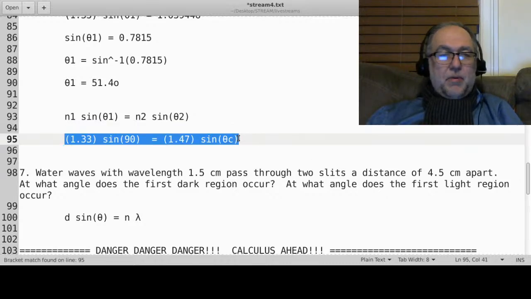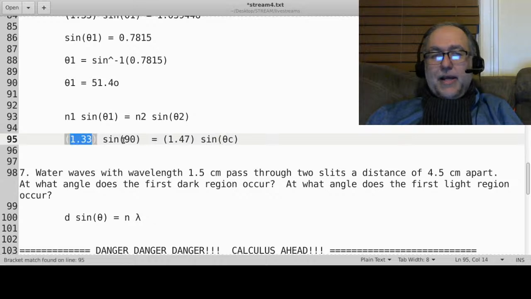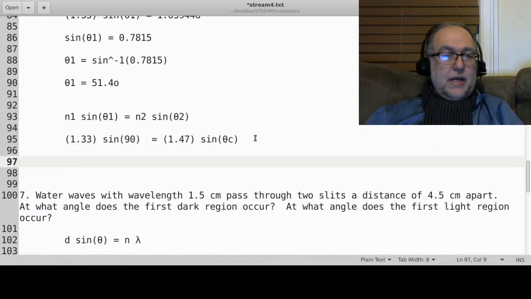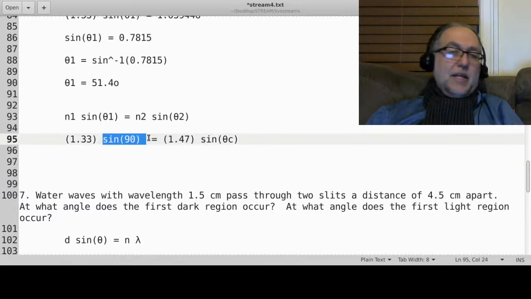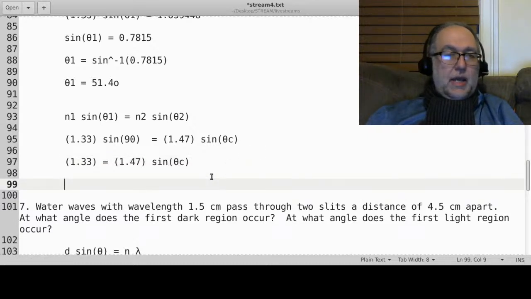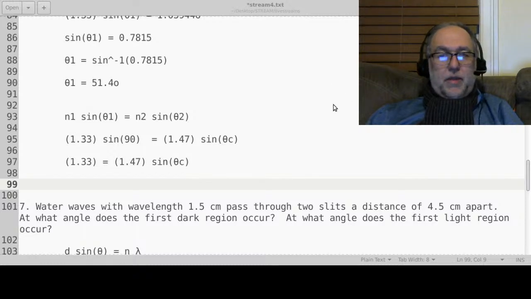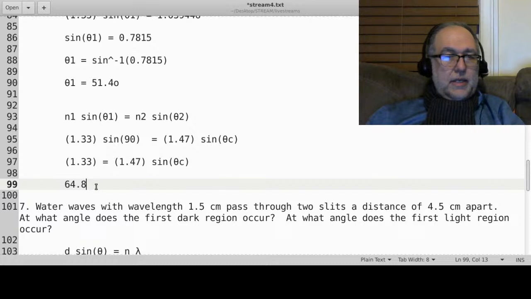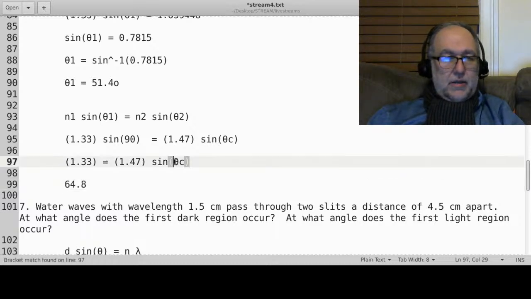So you see how I put that together? Again, smaller n, that's where the 90 degrees is. Bigger n, that's where the theta c is. So let's solve this. Let's divide both sides by 1.47. Sine of 90 degrees, by the way, is 1. So sine theta c is 1.33 divided by 1.47, and theta c is the inverse sine of 1.33 divided by 1.47. That gives me an angle of 64.8 degrees. That's what your theta c is going to be.